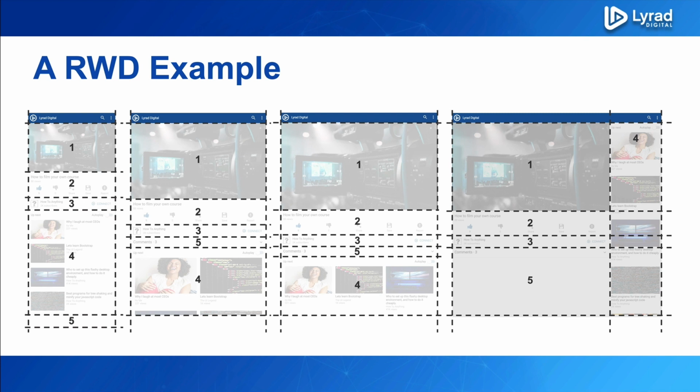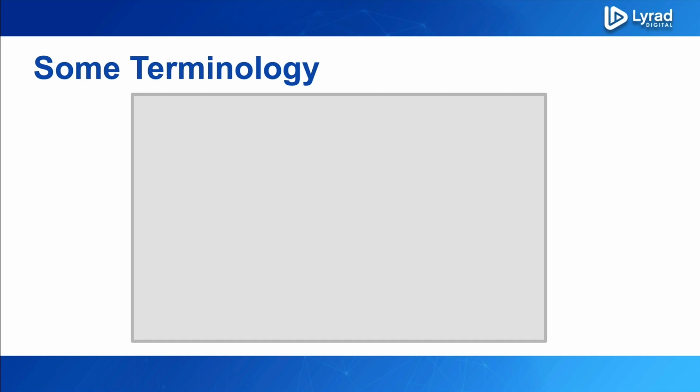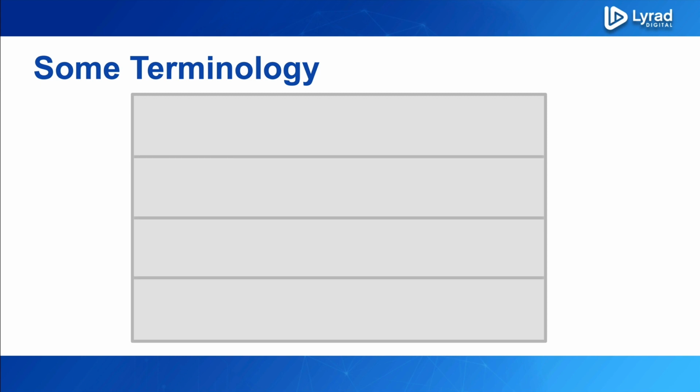So now that we understand what CSS Grid is and what problem it solves, let's quickly cover some terminology. As already mentioned, we start off with 1 parent element, and this parent element is known as a grid container. We tell this grid container how many rows we want and how many columns we want, and the sizes of these rows and columns.